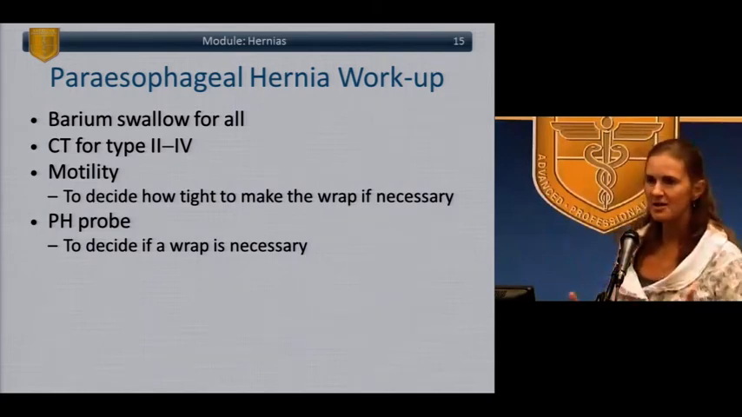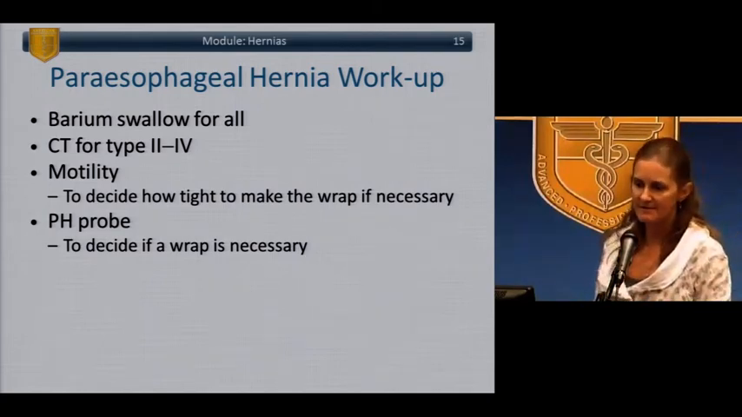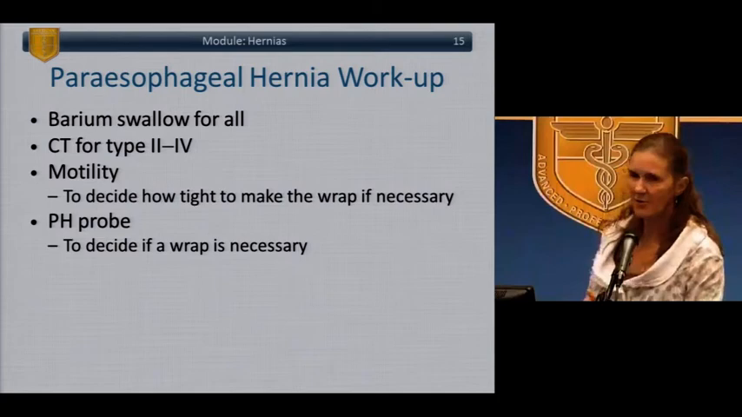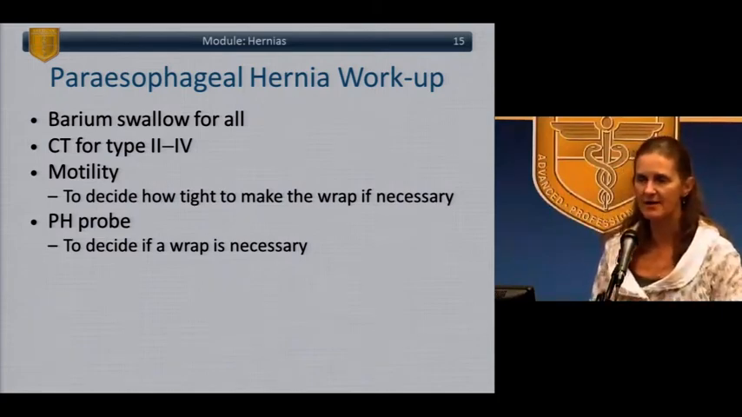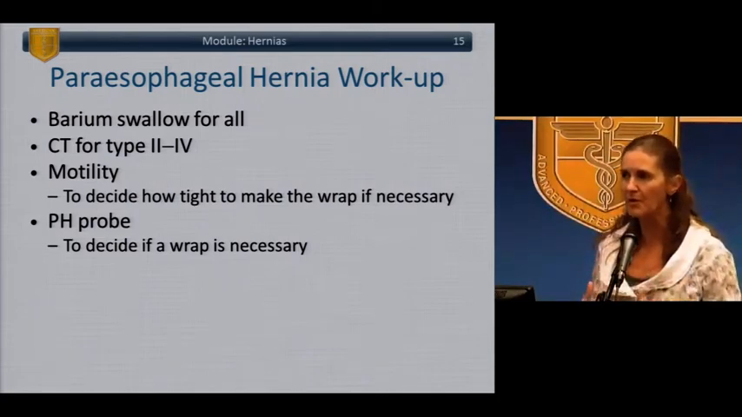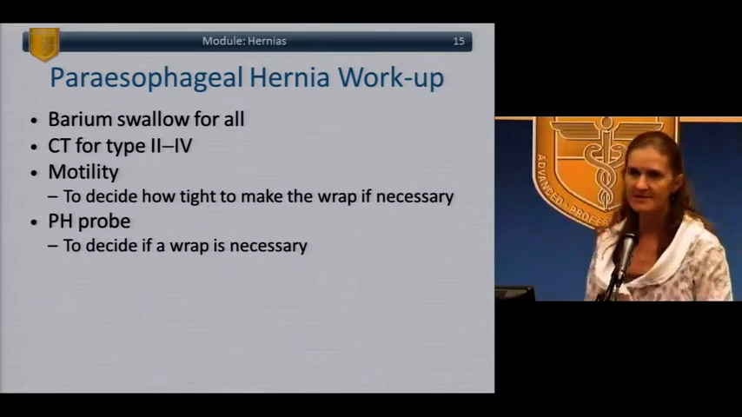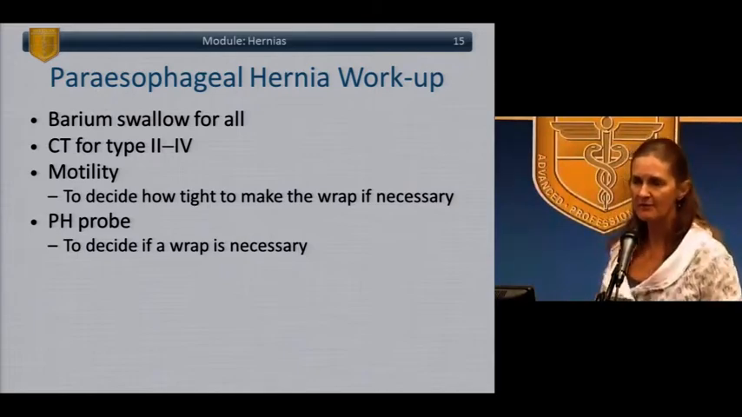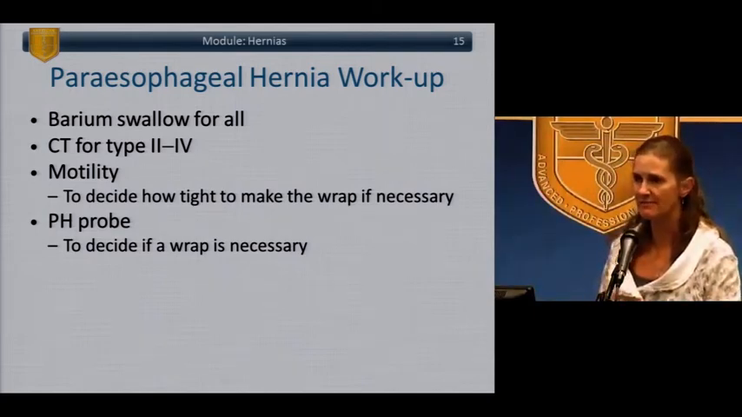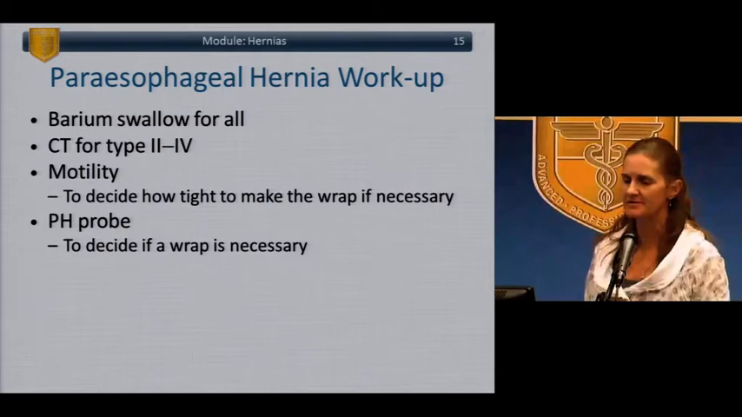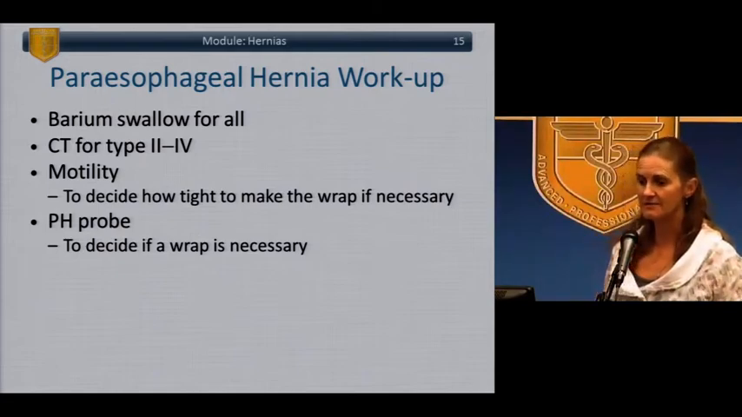And then, generally speaking, a pH probe is not indicated. You generally don't need that. The only time I ever get that is in somebody who has really horrible heartburn, because then I'm going to want to know if they have really high levels of acid, so their Demeester score is off the charts. Then I'm probably going to make sure I do a really tight wrap. I won't offer anything else to them. I'll just recommend a Nissen fundoplication.